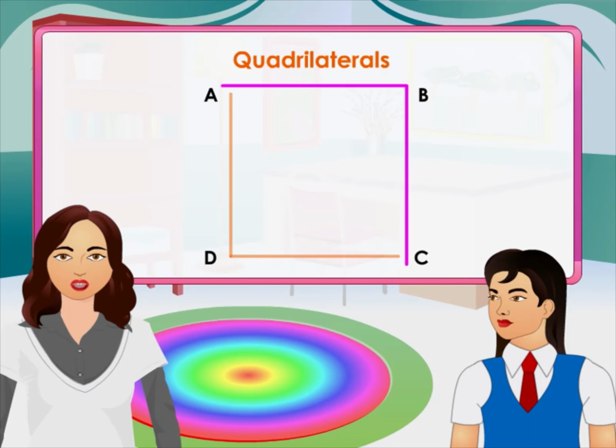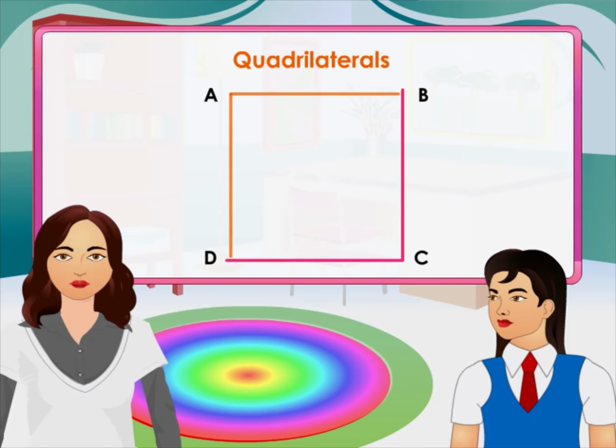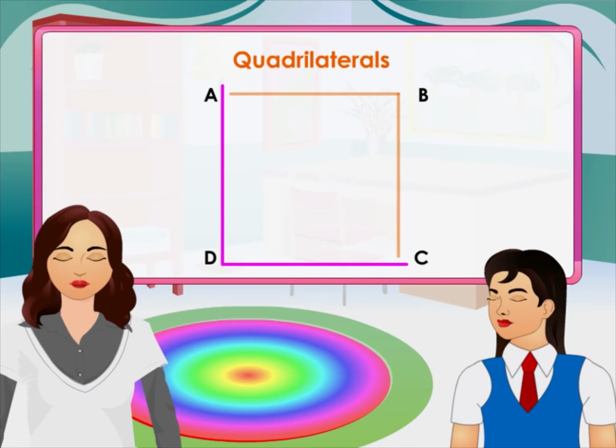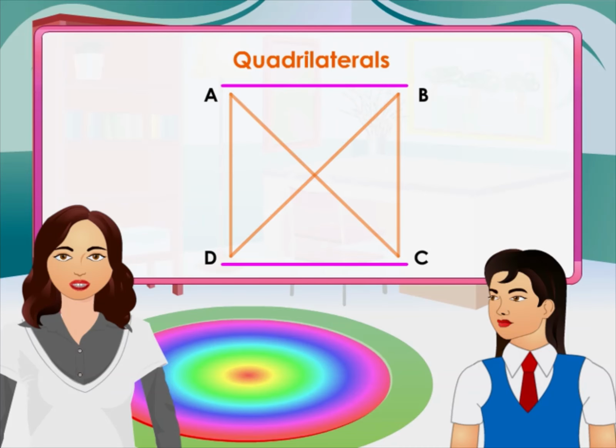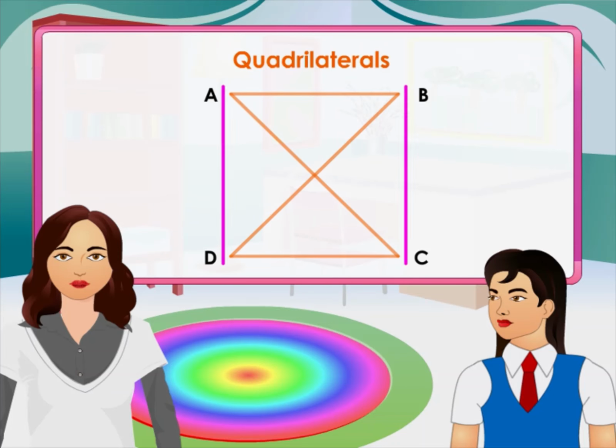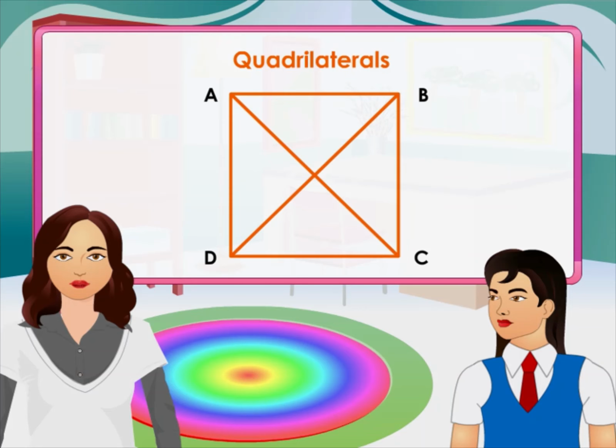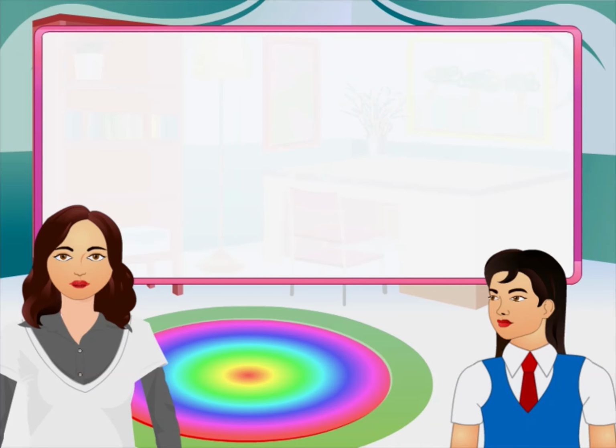AB and BC are adjacent sides. BC and CD are adjacent sides. AD and CD are adjacent sides. AB and AD are adjacent sides. AB and CD is one pair of opposite sides. AD and BC is another pair of opposite sides. AC and BD are diagonals.